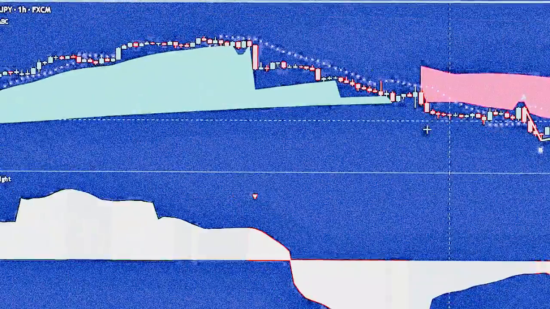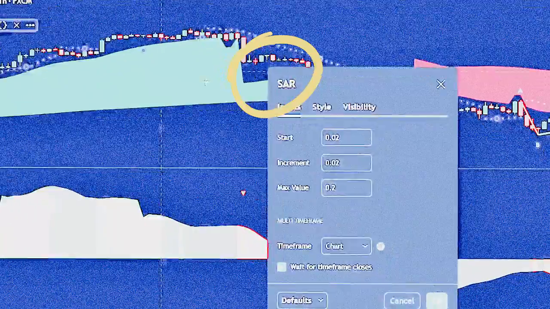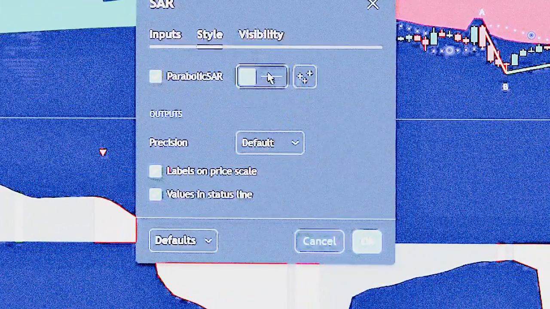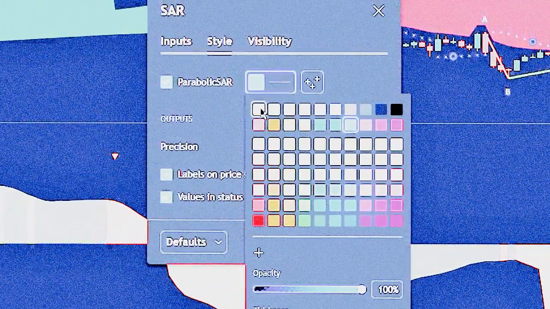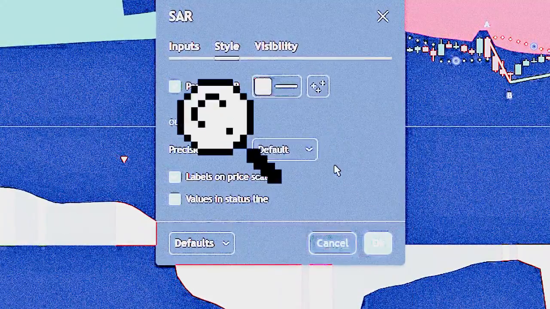Now, head over to the Indicator Settings tab and click on the Style tab. We will be changing the color of the crosses that are plotted by the indicator to white. That was all that we needed to do.